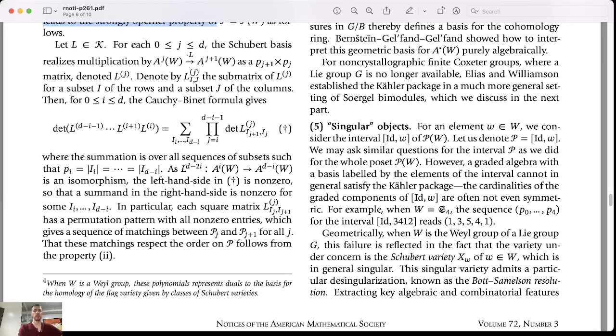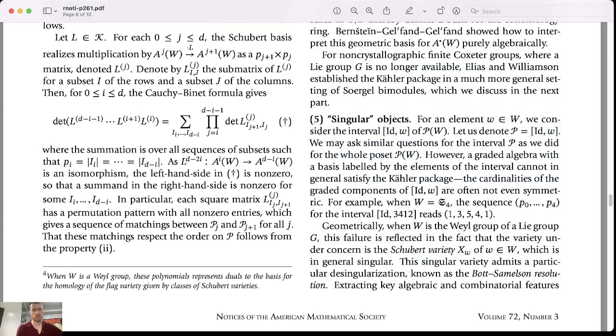For ℓ in 𝒦, for each 0 ≤ j ≤ d, the Schubert basis realizes multiplication by ℓ, which maps Aj(W) to Aj+1(W), as a Pj+1 × Pj matrix denoted L^j.